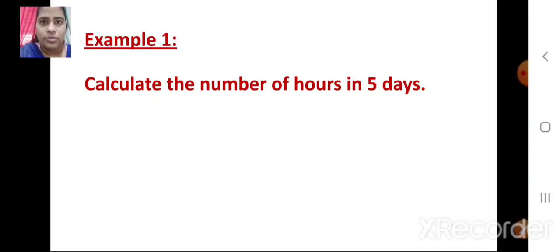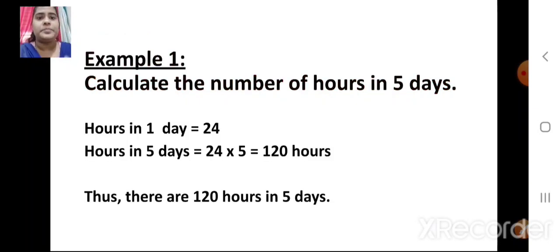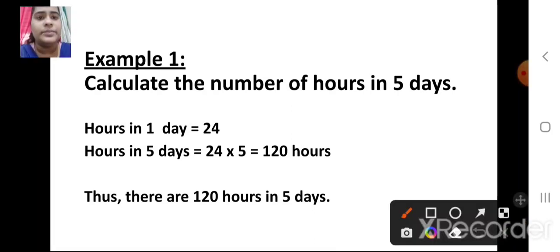How many hours are there in 5 days, that we have to calculate. Now you all know in one day there are 24 hours, correct? So we have to consider that. First we will write hours in one day is equal to 24. Then we can calculate hours in 5 days. We have to multiply 24 into 5, because we need hours in 5 days.